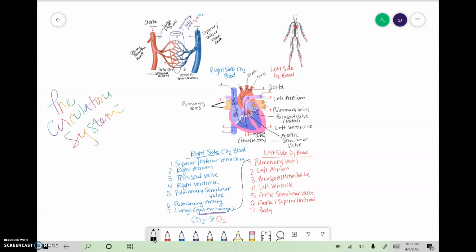In the next video, I'll talk more about how the heart is able to contract and relax and those electrical signals and how the cardiac cycle works and the different layers of muscle and all of that. But I just wanted to give you guys a better idea of just the general anatomy of the circulatory system so you could use it for your assignment for this week.